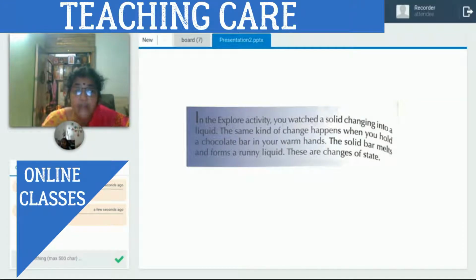The same kind of change happens when you hold a chocolate bar in your warm hands, right? Have you ever experienced this? The solid bar melts and forms a runny liquid. If you keep that solid chocolate in your hand for a long time, it will change into liquid. Have you ever noticed it or not? Why is that solid melting? Because your hand is warm, right? Because of the hotness in the hand, the chocolate, which was in solid form, now changes into liquid. The liquid starts running, drop by drop, right?